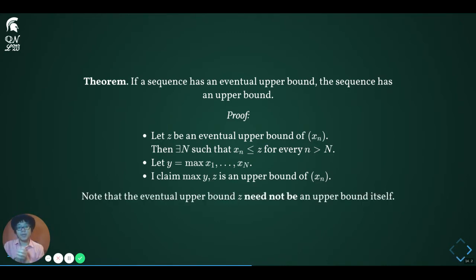An important caveat is seen in the proof. We have to take the larger of z and y. So it is quite possible that a given eventual upper bound is not an upper bound. The theorem only says that if the eventual upper bound is not itself an upper bound, we can find a larger number that is.